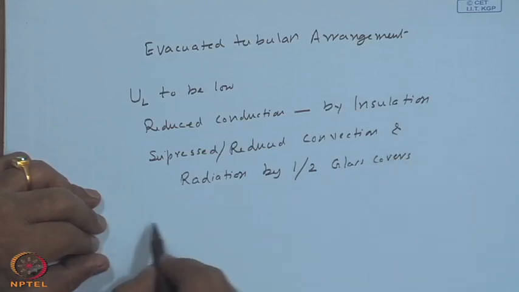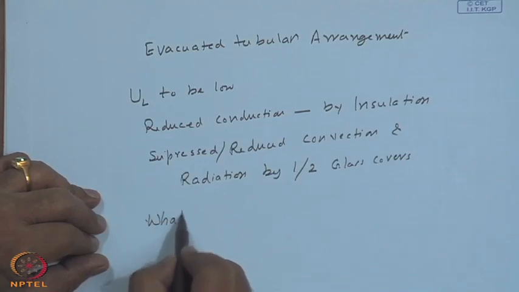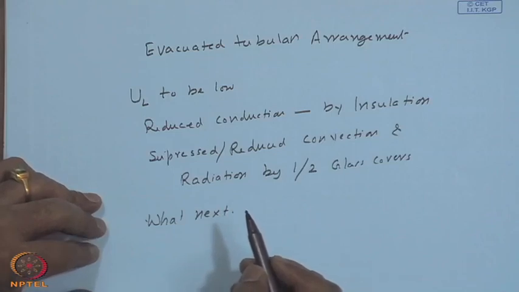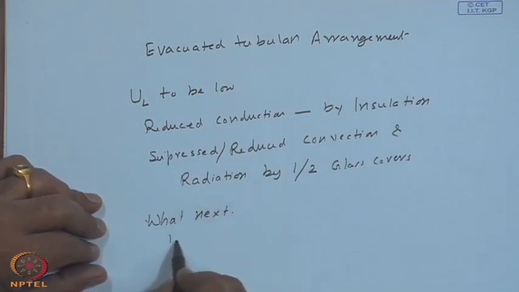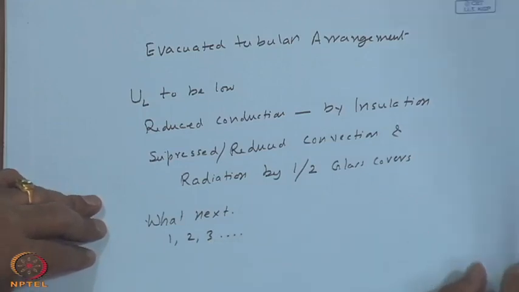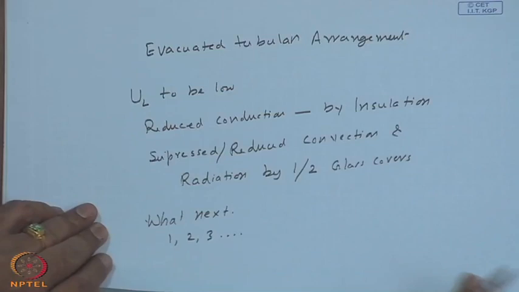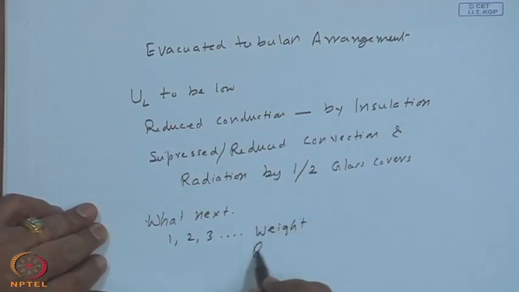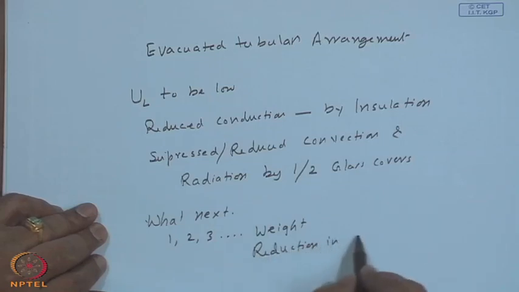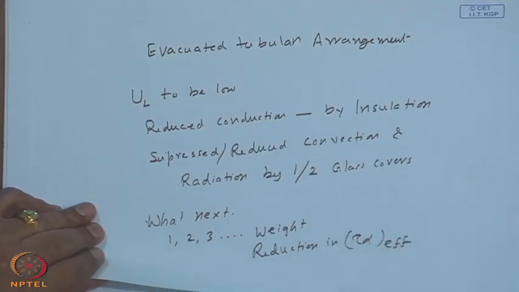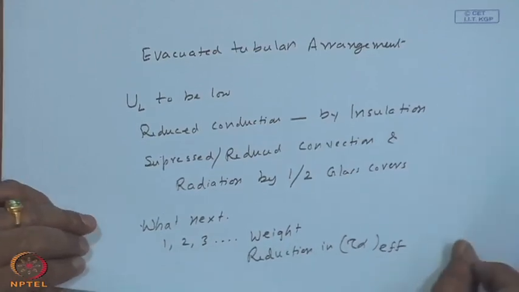The question comes, what next? What can I do if I want to further reduce? Now, one can go one glass cover, two glass covers, three glass covers, so on and so forth, but they have their own disadvantage of weight and a reduction in the effective transmittance absorptance product. So, there is a limit to the number of glass covers.